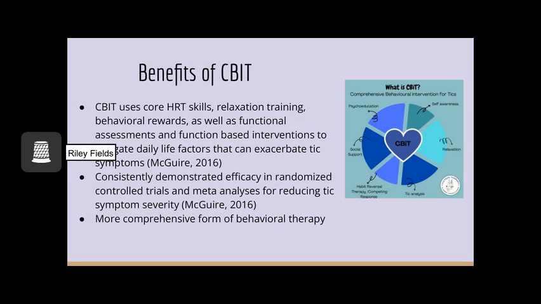As I mentioned in the previous slide, CBIT uses core HRT skills in addition to relaxation training, behavioral rewards, and functional assessments, as well as function-based interventions. And that would allow for the mitigation of daily life factors that can exacerbate tic symptoms. So, two primary benefits of CBIT are that it's consistently demonstrated to be effective, just as HRT was, in randomized controlled trials. And it's also more comprehensive as far as behavioral therapy goes.